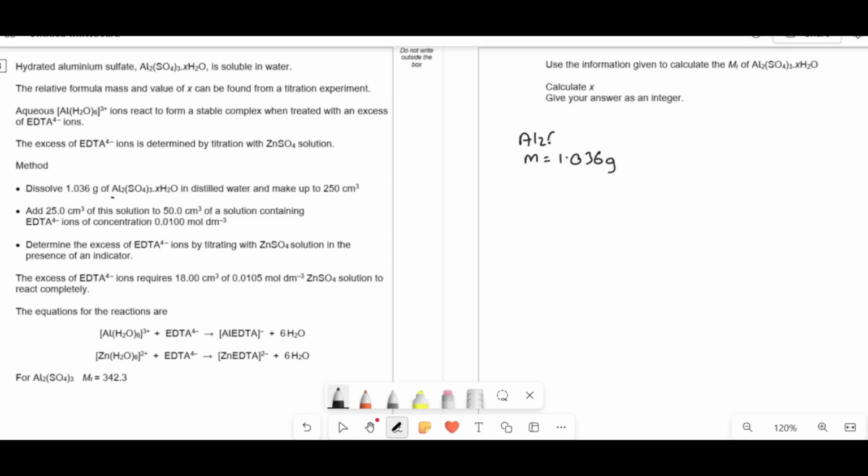So Al2(SO4)3.xH2O. Great, carry on. Okay, I see a volume here. Who does this volume belong to? Well, if I read the whole sentence, we dissolve this much of this in distilled water and made up to 250 centimeters cubed. So this 250 centimeters cubed contains this.